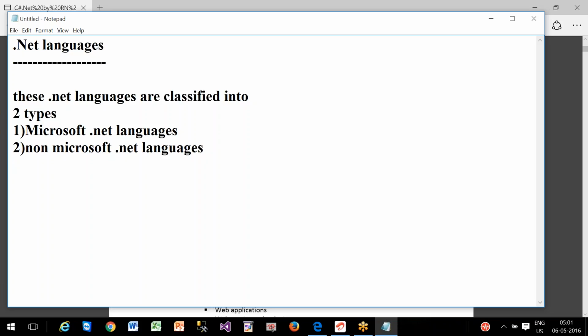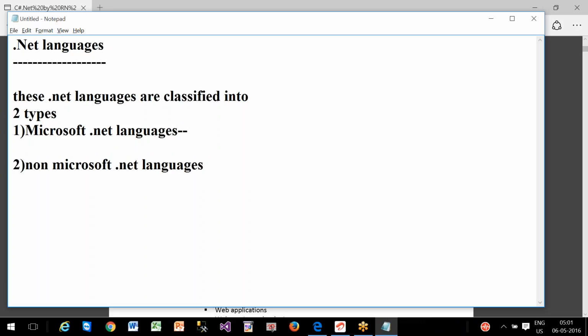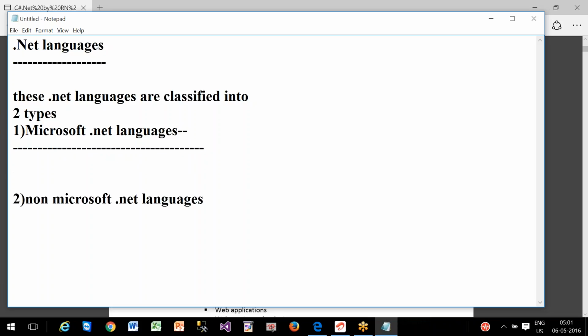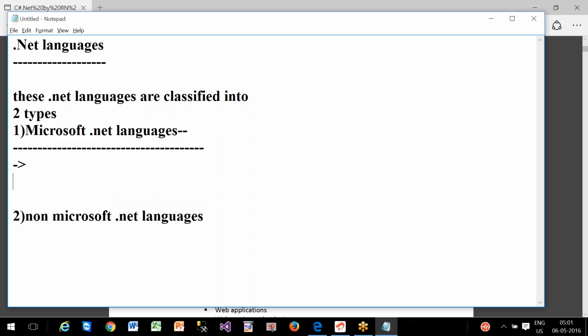Coming to Microsoft .NET languages, let's discuss this first. The .NET languages which are introduced by the Microsoft family are called Microsoft .NET languages.